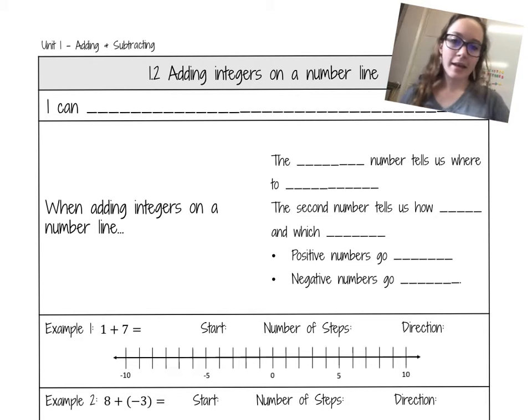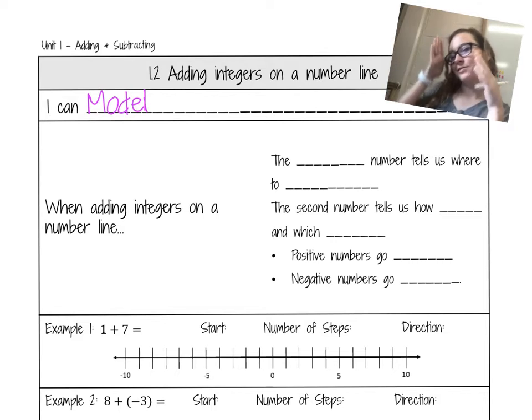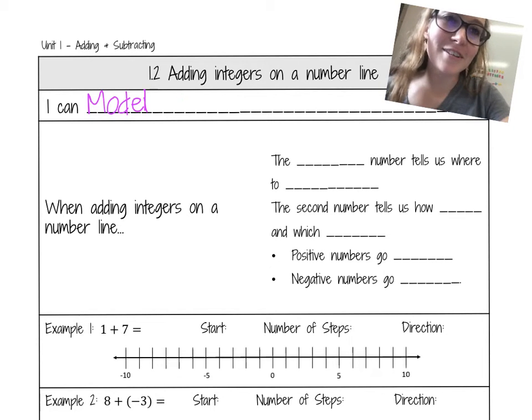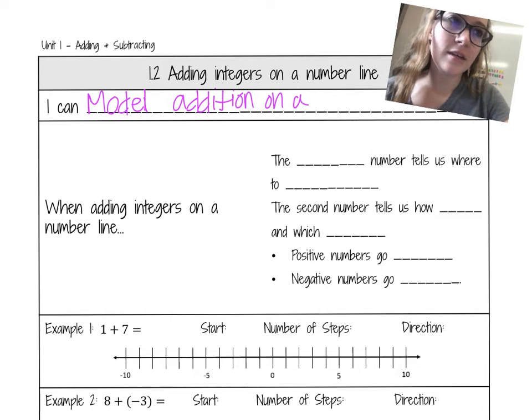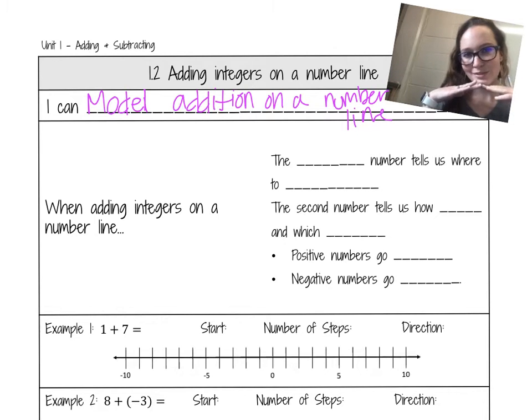Okay, so I can model. No, not that type of model. Model addition on a number line. Write your side to side. I don't want to write over myself.